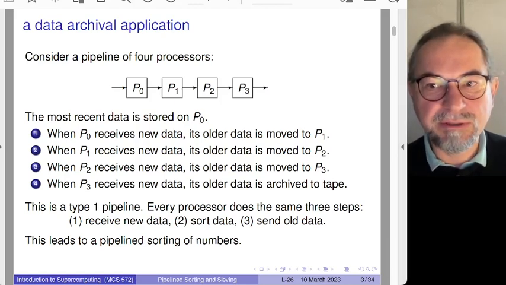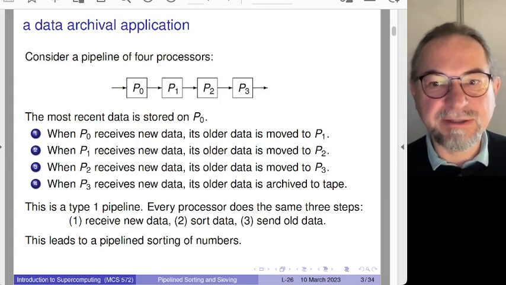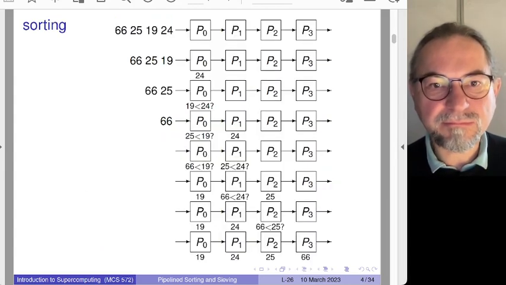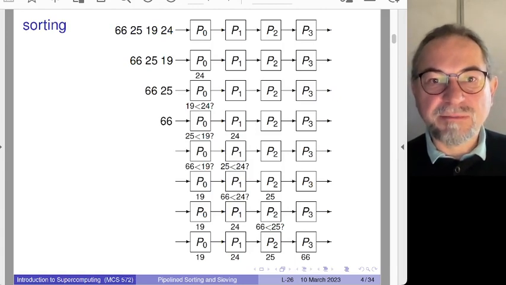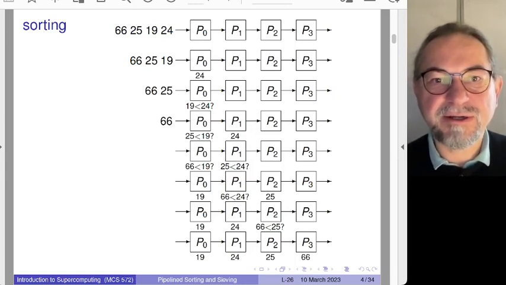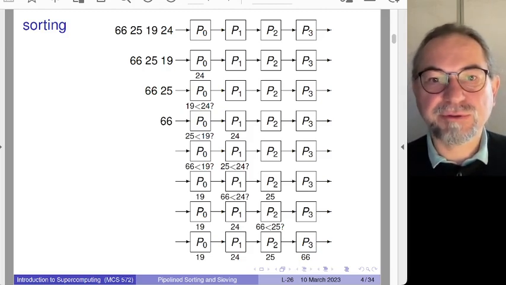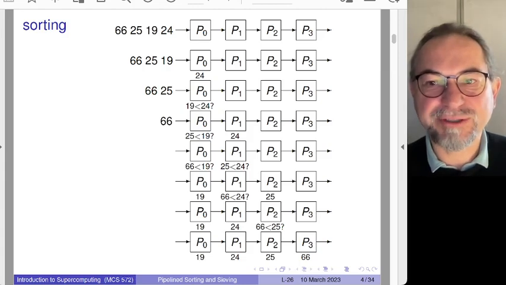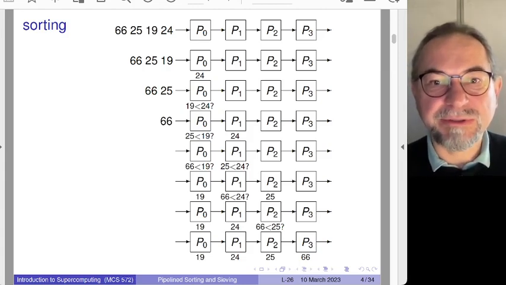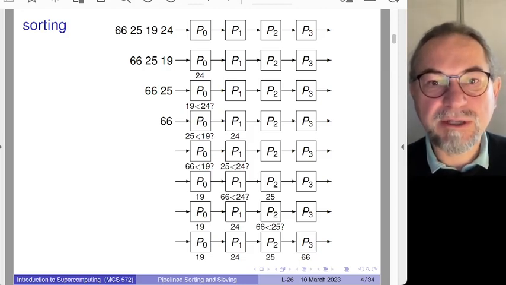One can adjust this idea to sorting. Here is a very simple example. We sort four numbers. At the beginning, the first processor receives 24. There is nothing there yet, so 24 stays at processor 0. Then 19 comes in. Processor 0 compares 19 to 24. The 24 is larger and gets sent to P1.